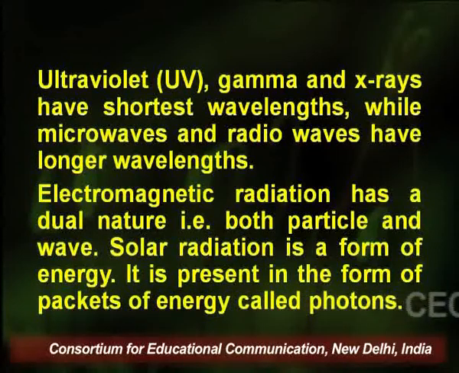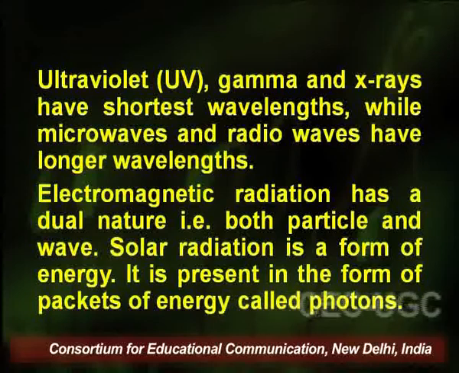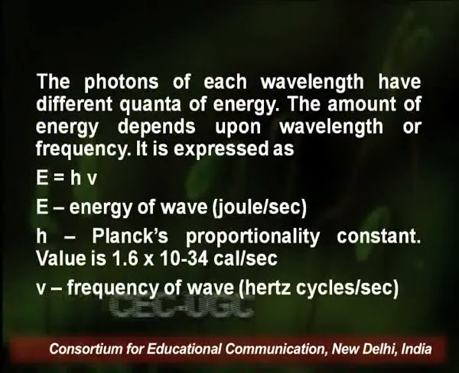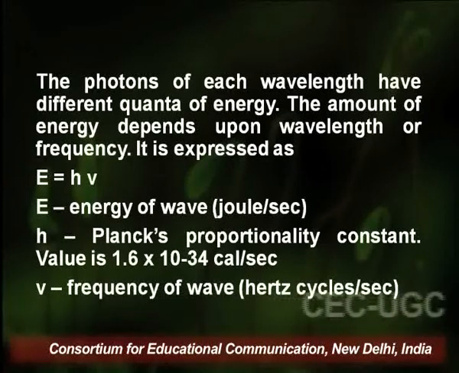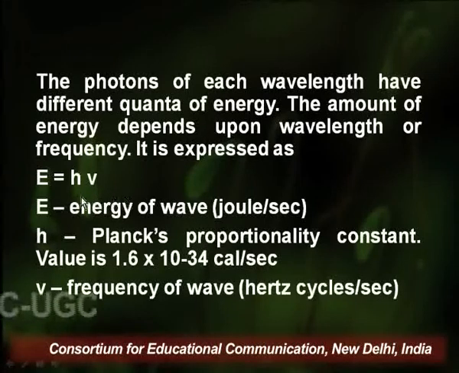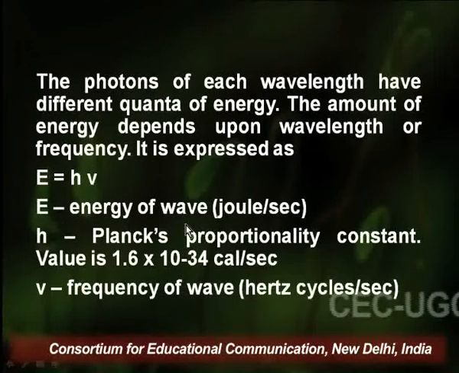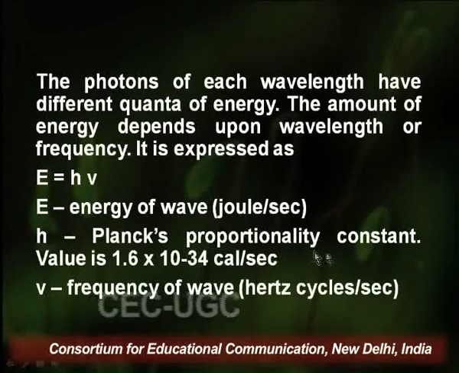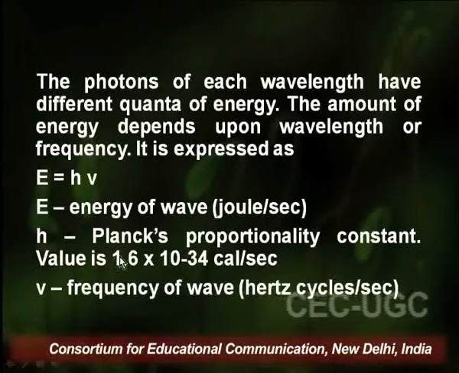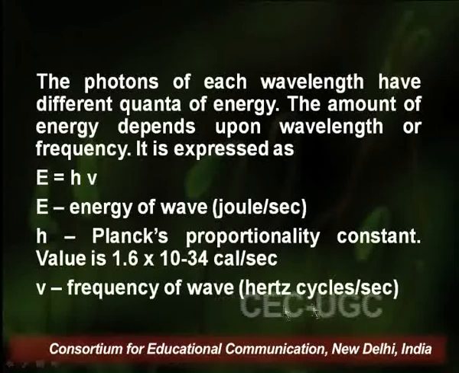Now, solar radiation is a form of energy. It is present in the form of packets of energy called photons. The photons of each wavelength have different quanta of energy. The amount of energy depends upon the wavelength or frequency. It is expressed as, you can see, E = hν, where E is the energy of the wave, which is expressed in joules per second, and h is the Planck's proportionality constant. It has the value of 1.6 × 10^-34 calories per second. ν is the frequency of wave, which is expressed in Hertz, cycle per second.